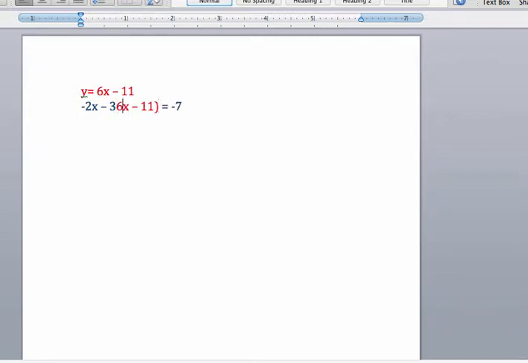It's important that I use parentheses. So that's what substitution means. It means this was a y, but now I've replaced it with what y is. And now I distribute.